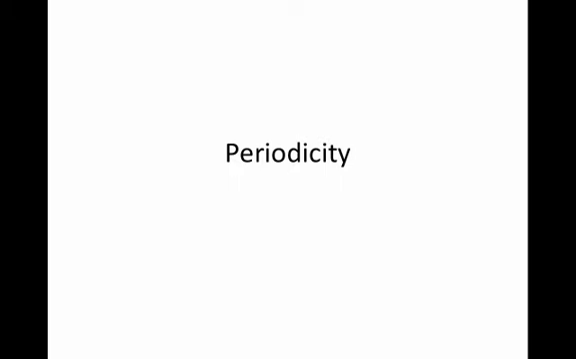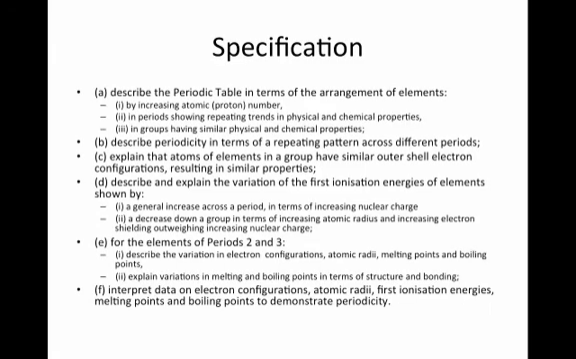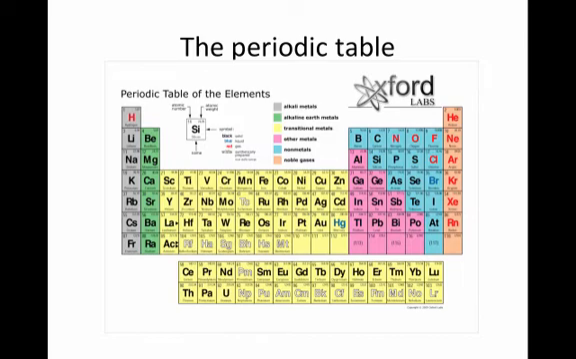differences between chemical elements. These are the specification points we're covering. You'll notice that part D is describing and explaining the variation of first ionisation energies, which is something we've actually already done. So we're going to be just quickly revising that and then focusing a little bit more on the other bits. Should be quite a quick video this week. So let's think about the periodic table.